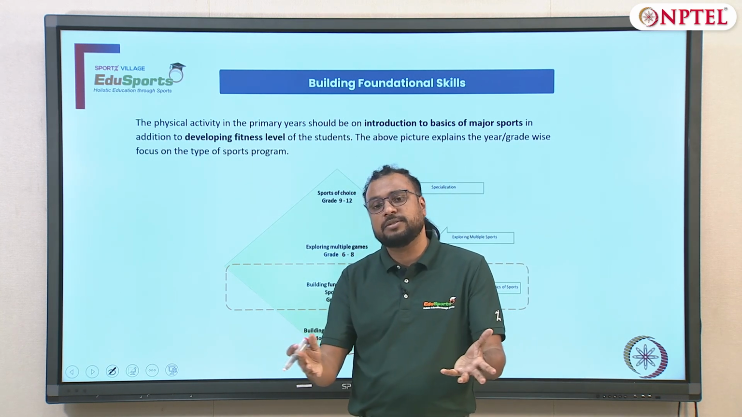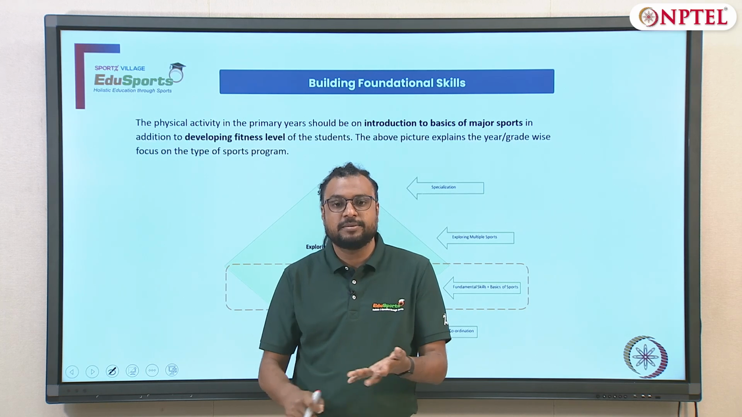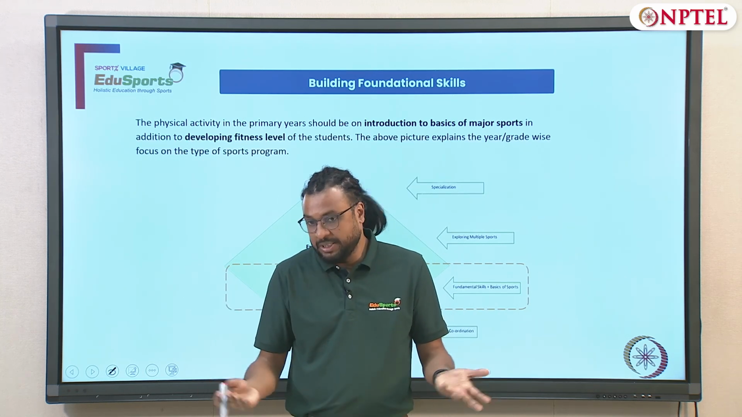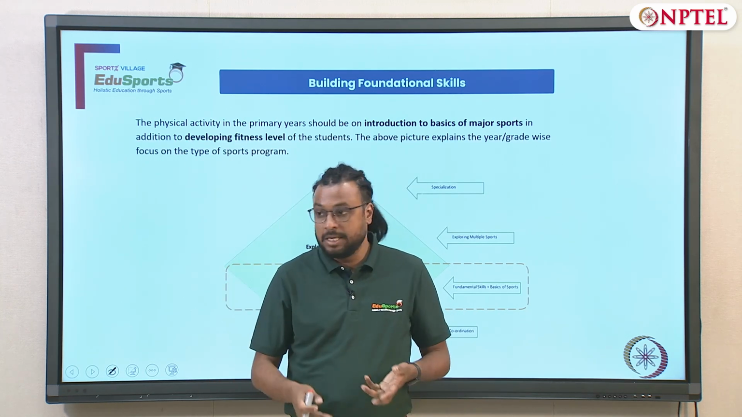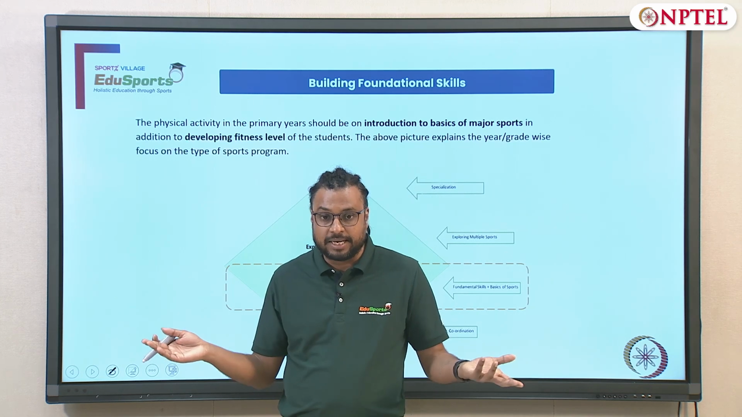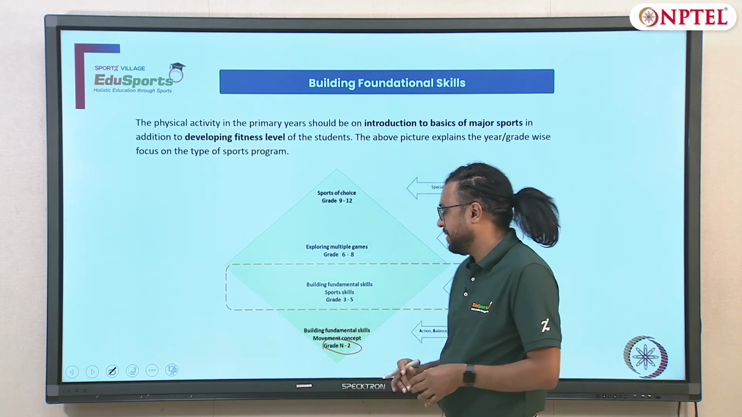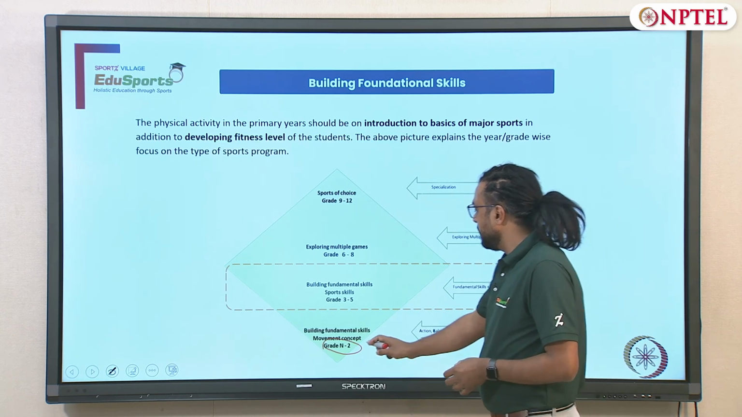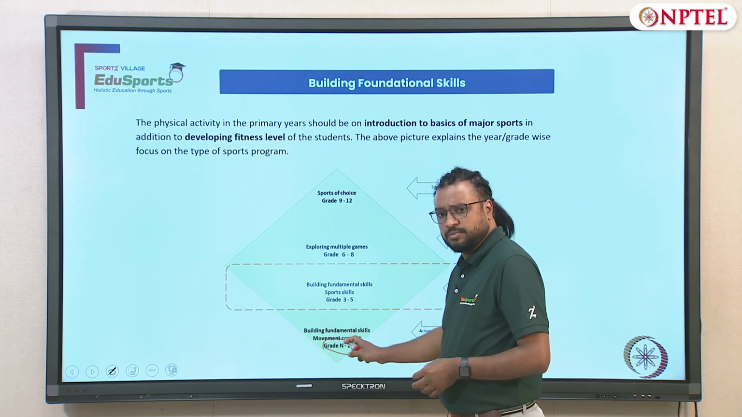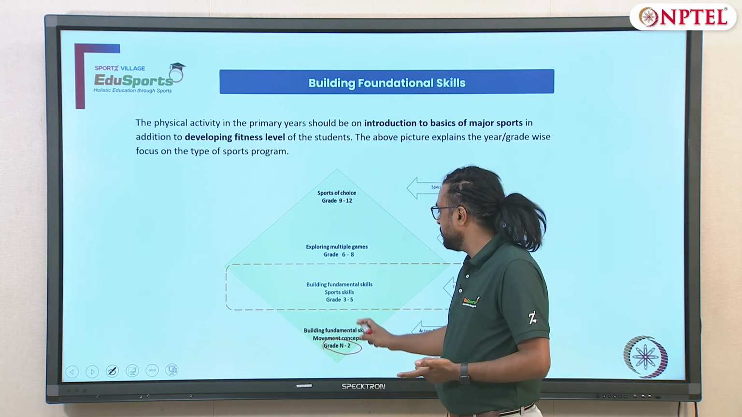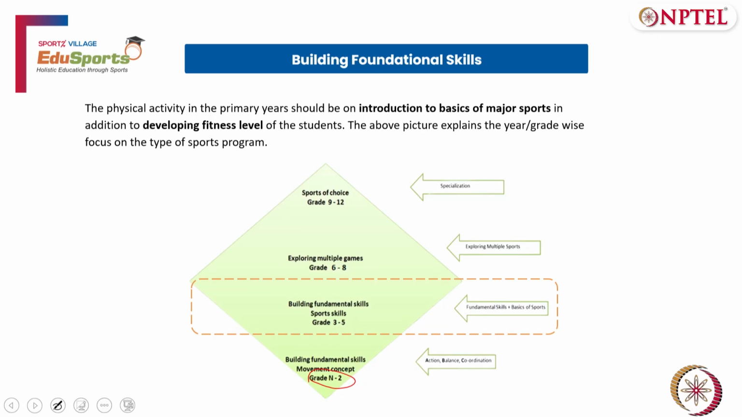For example, if you are teaching them football, just teach them passing, dribbling and shooting. Basketball, passing, dribbling, shooting. Cricket, batting, bowling, perhaps a little bit of fielding. You need not teach them advanced skills at this time. Right. So, we move from teaching them fundamental skills, movement concept through building sports skills.